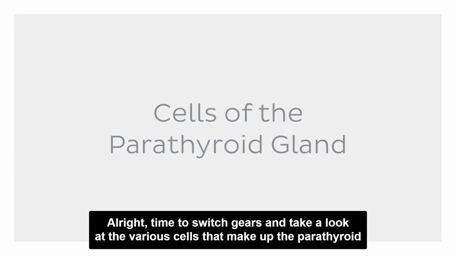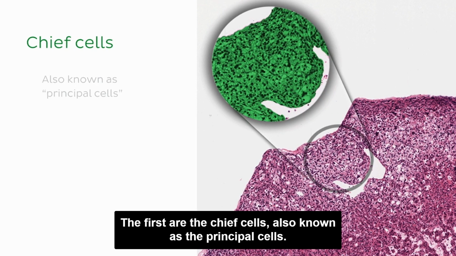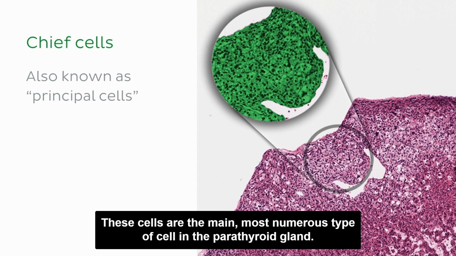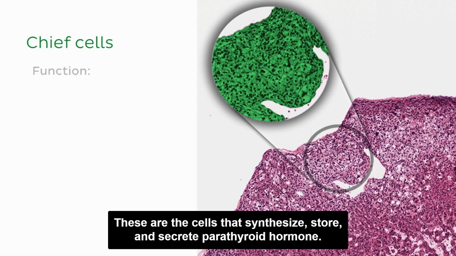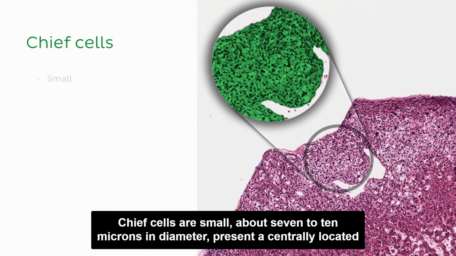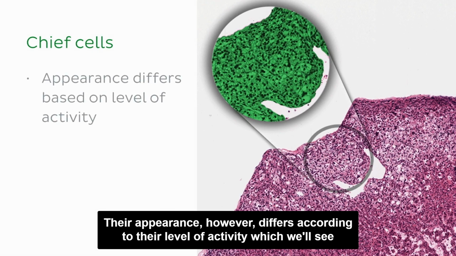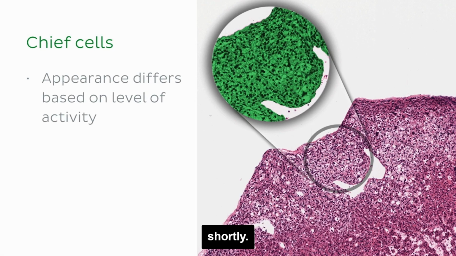All right, time to switch gears and take a look at the various cells that make up the parathyroid gland. There are 2 main types of cells that we'll explore today. The first are the chief cells, also known as the principal cells. These cells are the main, most numerous type of cell in the parathyroid gland. These are the cells that synthesize, store, and secrete parathyroid hormone. Chief cells are small, about 7 to 10 microns in diameter, present a centrally located nucleus, and contain vesicles of glycogen and lipid droplets. Their appearance, however, differs according to their level of activity, which we'll see shortly.